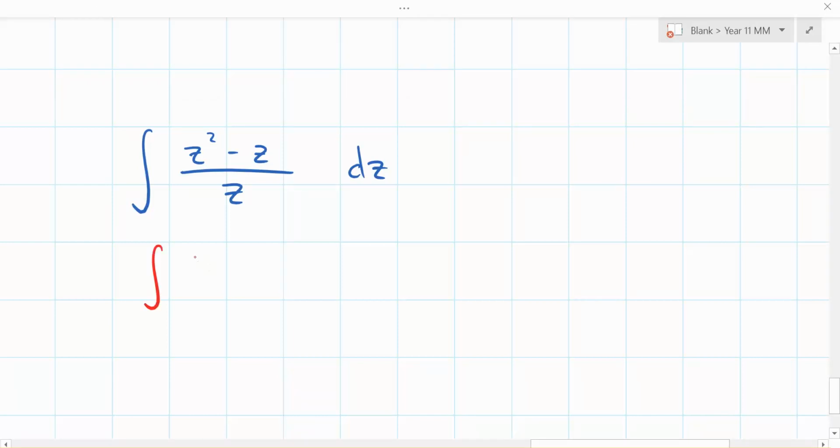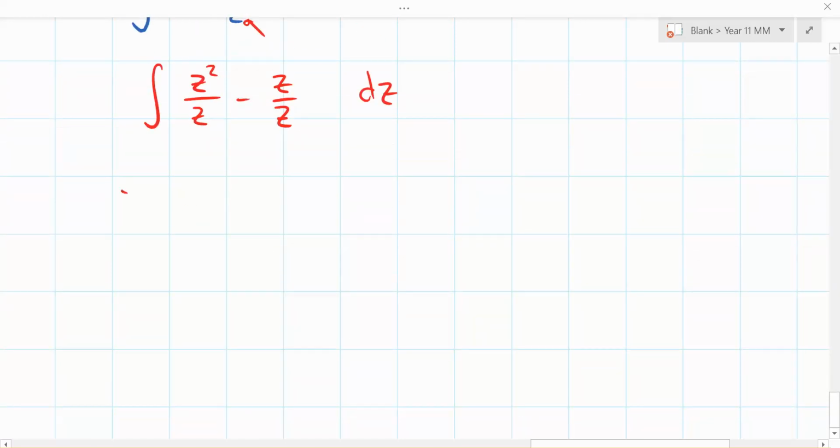So I would split up the fraction, so it's z squared on z minus z on z. True? Because you can split up the fraction, they have the same denominator. Nice thing is you can do z squared divided by z, which is z, and then z divided by z again is 1. That one we can now. Now we can antiderive this problem, and we can antiderive that individually.